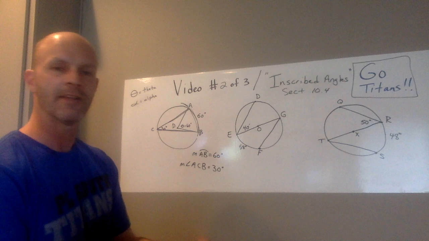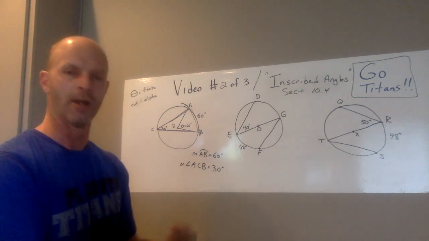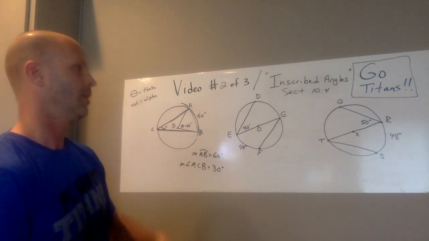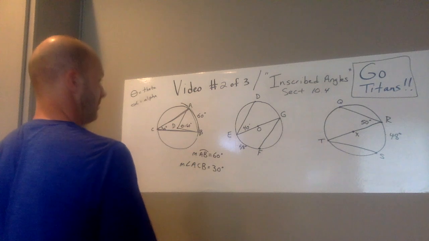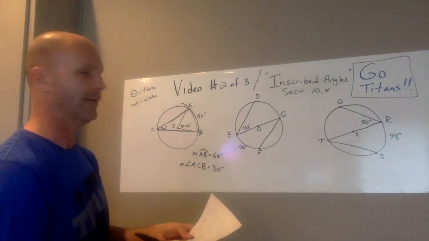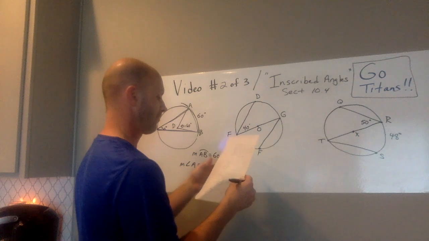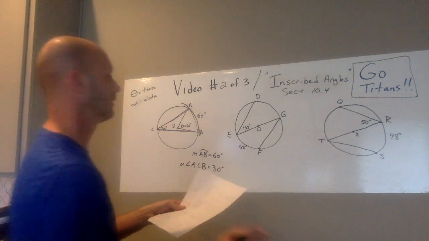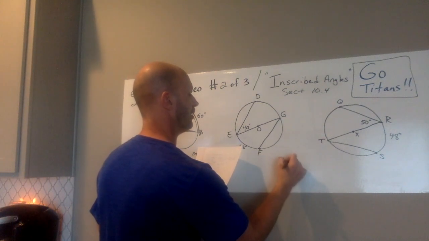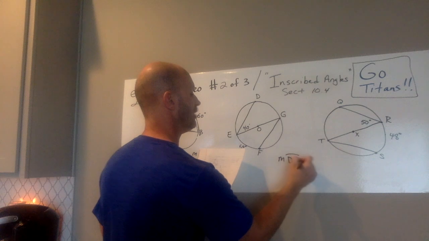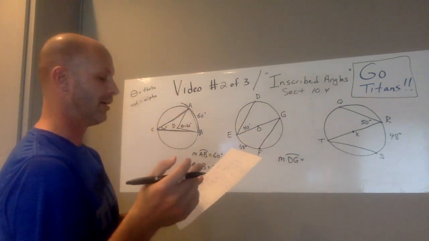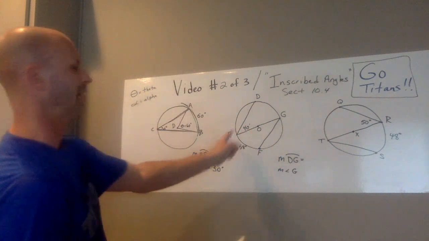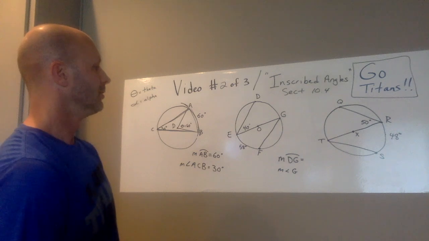And if you didn't understand anything in the first example, maybe hit pause, rewind, and just watch it again. Okay, so here we go. I want to know a couple of things about this one. First, what is the measure of arc DG? I also want to know what is the measure of angle G. We could also say it's angle EGF. Okay, let's start with that.